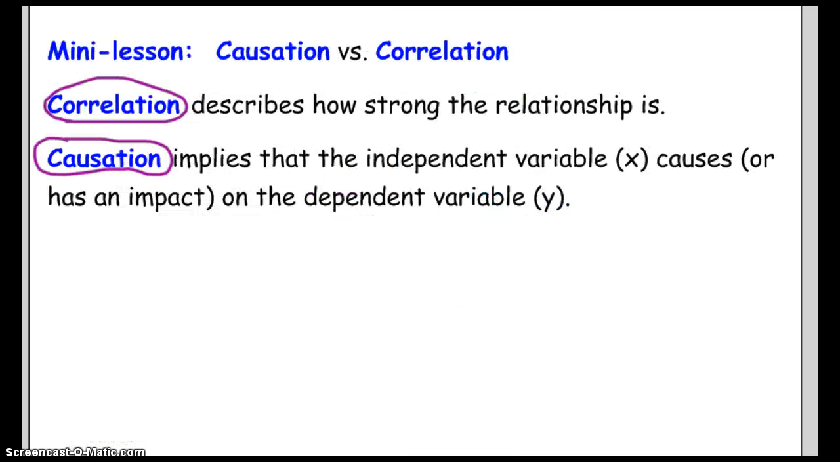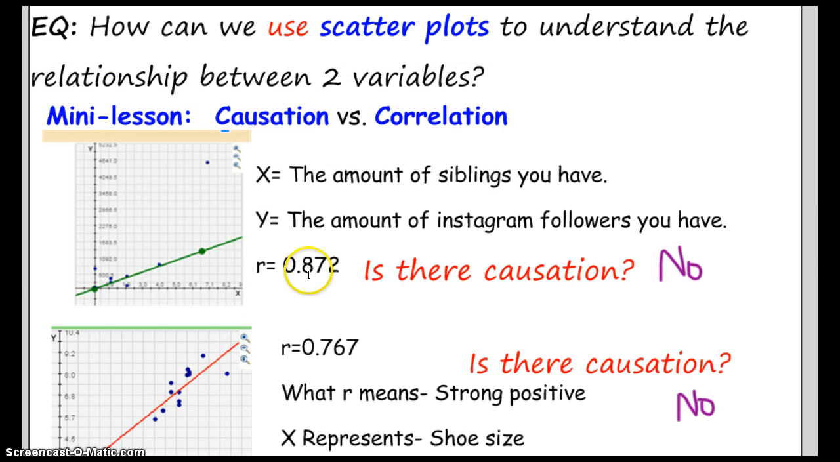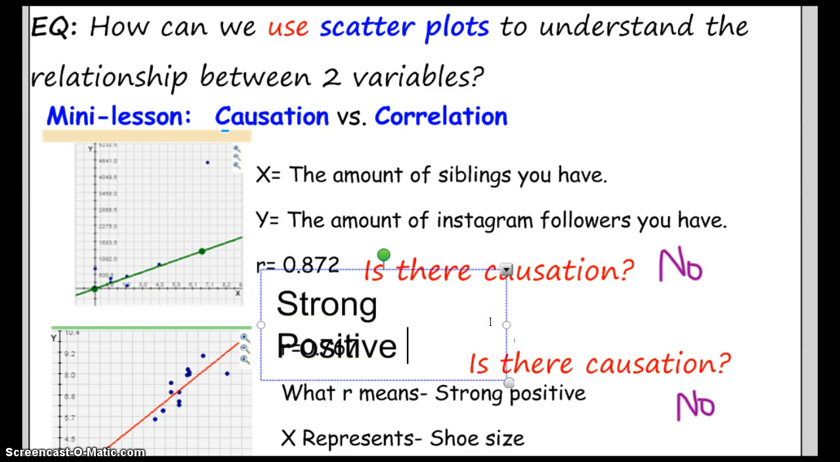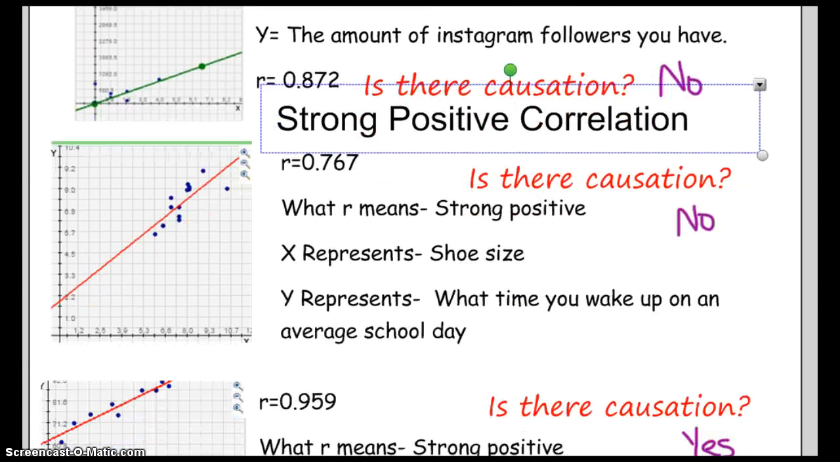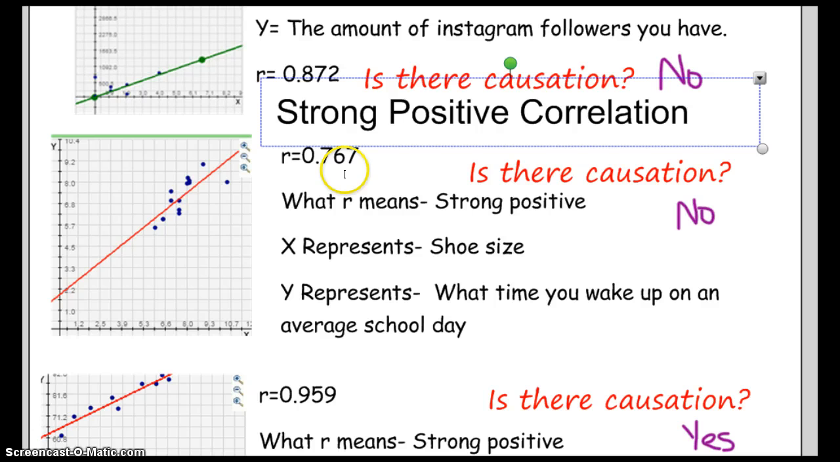All right, let's take a look at our next example, 0.872. That's definitely positive, and that's going to be strong. So we're going to say that that has a strong positive correlation. Now notice, even though it has a strong positive correlation, there's no causation, so you can have one without the other. 0.767 is also strong positive, and 0.959 is too.